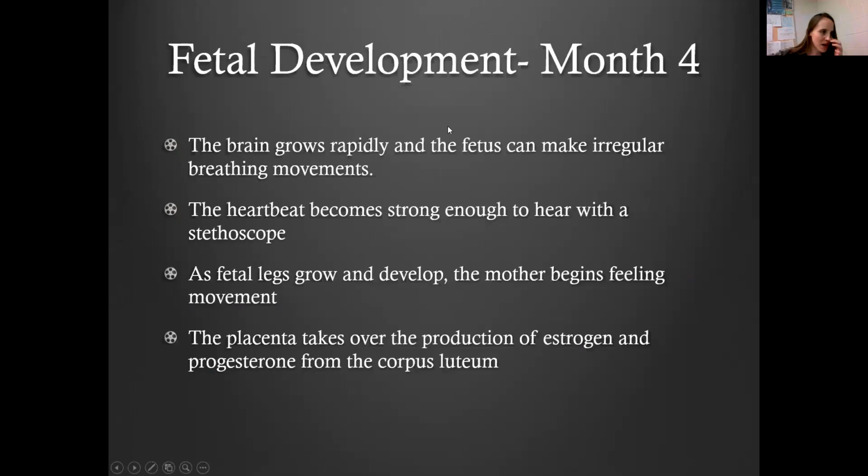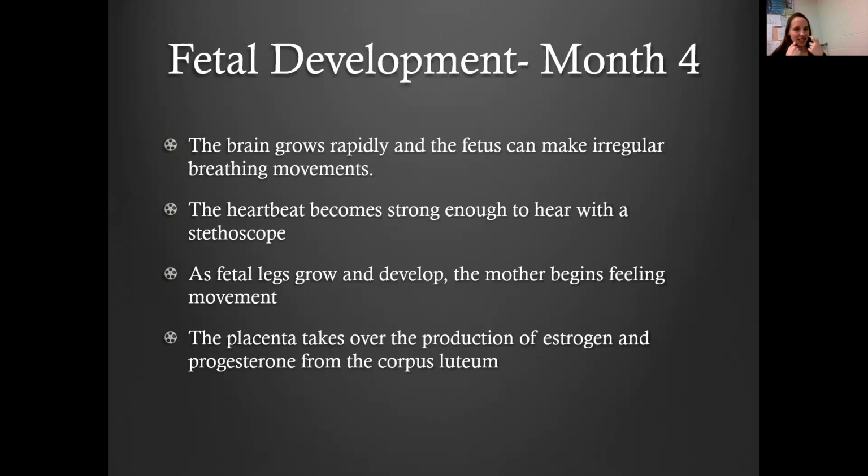So in month 4, you can start seeing irregular breath movements from the fetus. The heartbeat becomes loud enough that you can hear it with a stethoscope. The legs are going to develop. The mother will start being able to feel movement. You won't actually be able to feel it from the outside, like with a hand on the belly at this point, but the mother will be able to feel fluttering and stuff like that. That is the movement of the fetus.